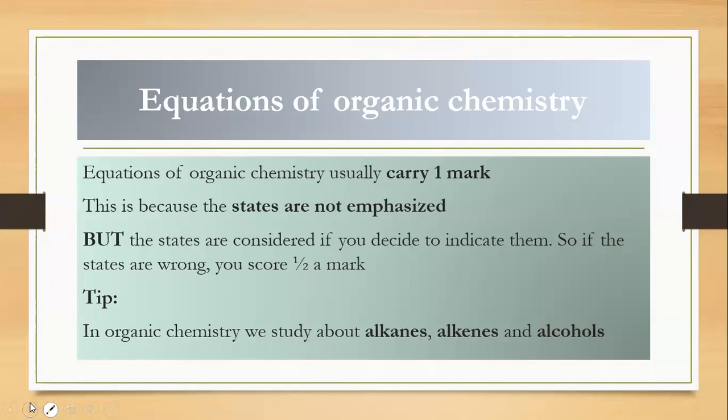I don't know if you understand me. You have a well-balanced equation, it is organic chemistry, state symbols are not necessary, but you decide to indicate them. They will assign that half a mark to the state symbols. And if any of them is wrong, missing, or misplaced, then you will lose that half a mark towards your state symbols. But for the correctly balanced equation, the remaining part, they will award you your half a mark. I want you to always remember that.